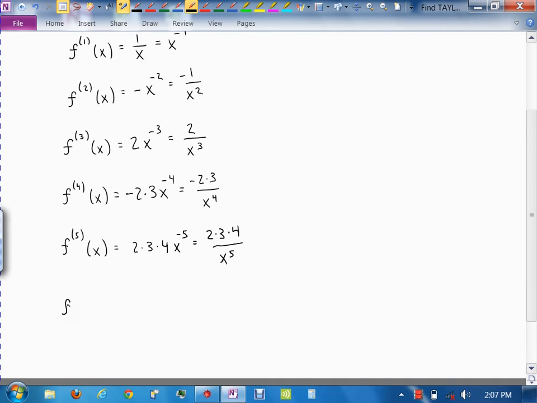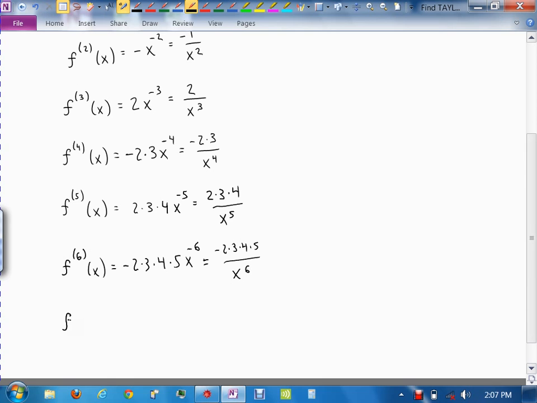Next one. I'm going to go out as far as it takes for you to see the pattern. I see the pattern. You see the pattern? What's the next one? Negative 2 times 3 times 4 times 5 x to the negative 6, which is negative 2 times 3 times 4 times 5 all over x to the 6th. So what are we getting in the numerator? Factorial.